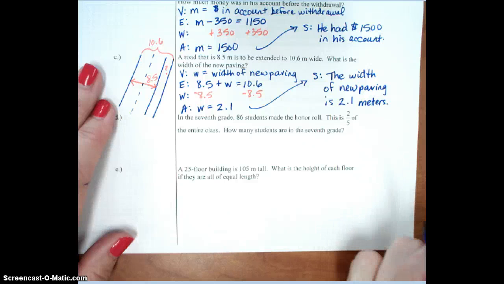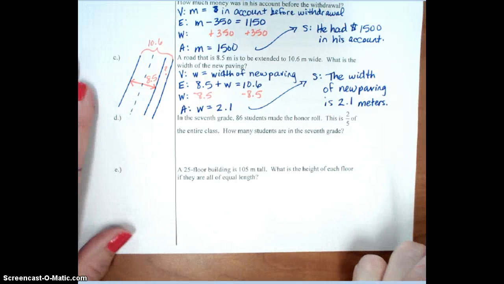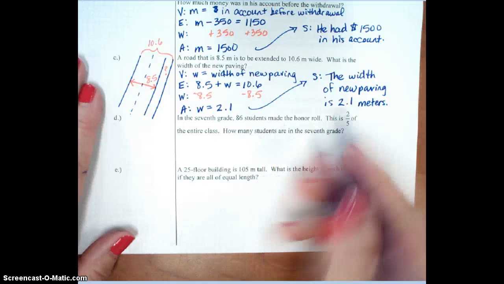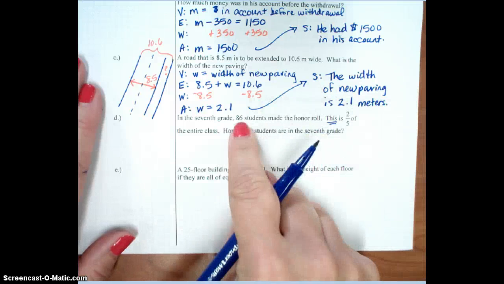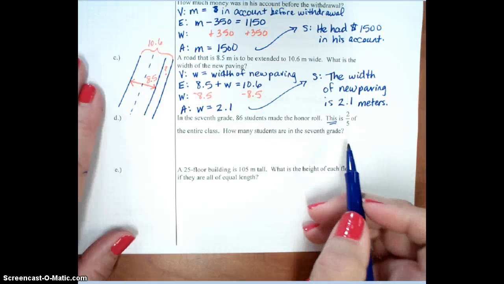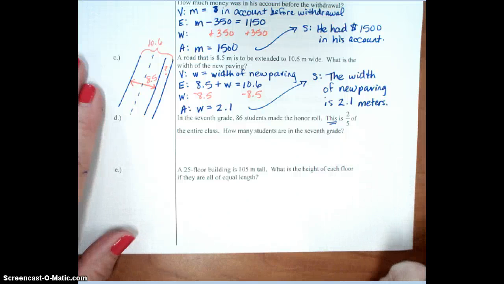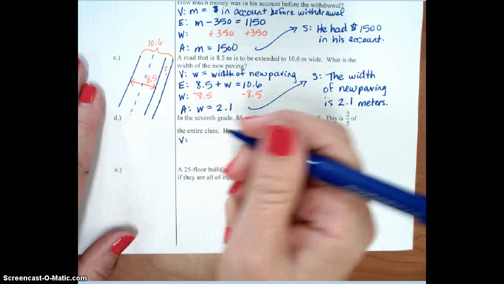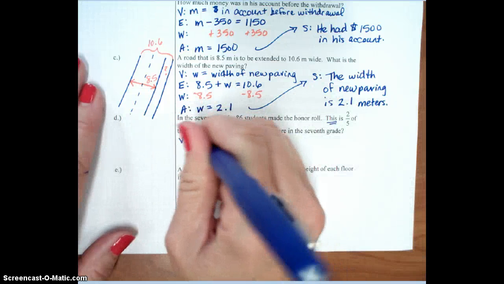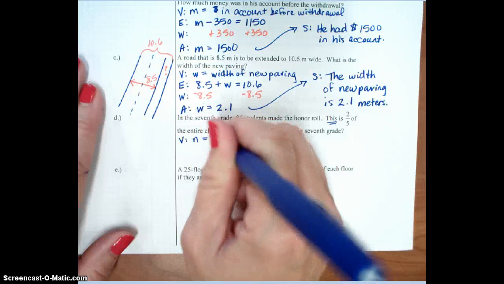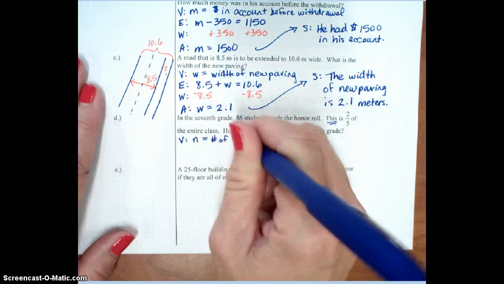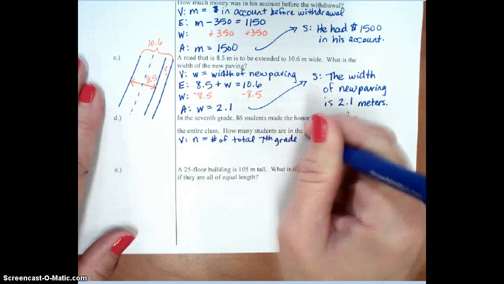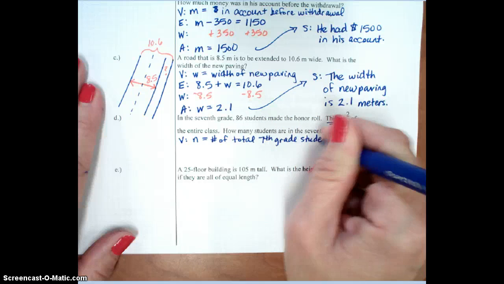All right, next one. In the 7th grade, 86 students made the honor roll. This number, this 86, is 2/5 of the entire class. How many students are in the 7th grade? So set up my variable. I'm going to let N represent the number of total 7th grade students, because that is what the question is asking for.